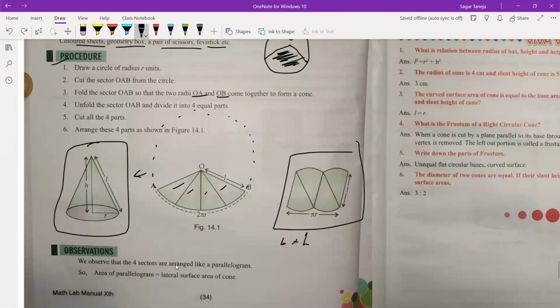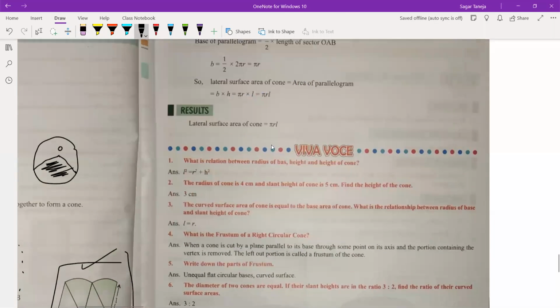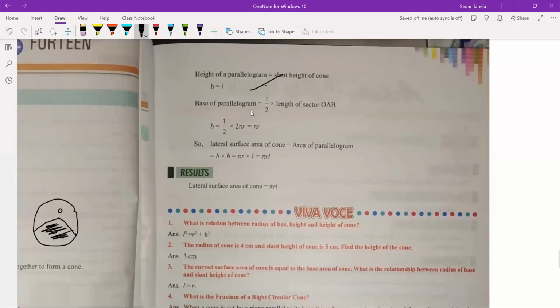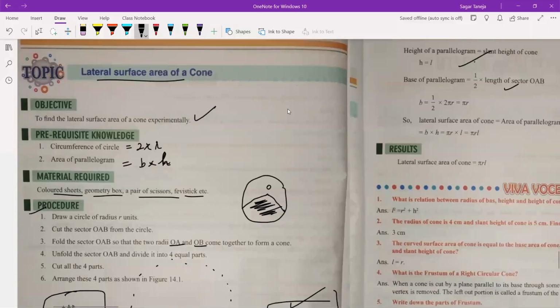We observe that 4 sectors are arranged like a parallelogram. So let us come to this figure. Area of parallelogram is lateral surface area of cone. Now area of this will be equal to the LSA of cone, because the same paper we are using in folding and cuttings and all. And after that, height of parallelogram will be the slant height of the cone, and base of parallelogram is half of the length of sector AOB.